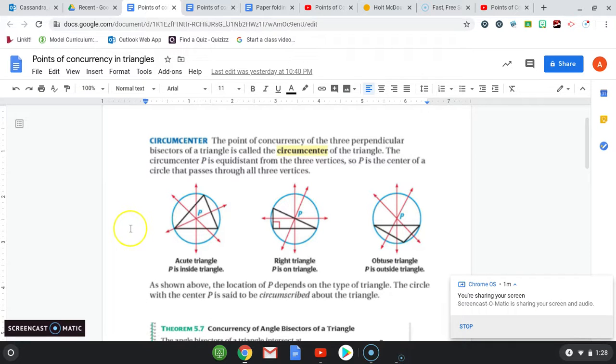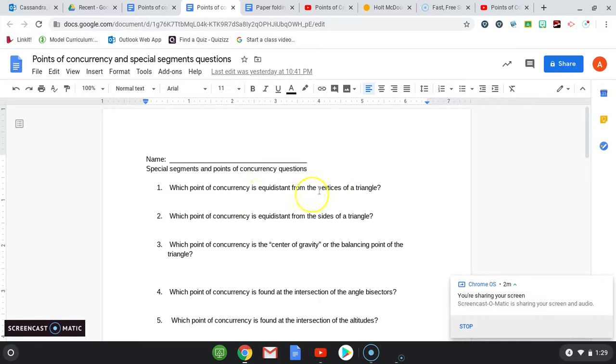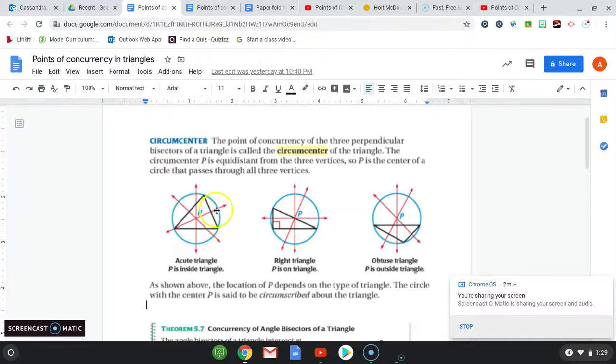So you'll see here that I have three triangles, and this is from your online textbook. All of the perpendicular bisectors are drawn. Now, if the triangle is acute, it tells you that the circumcenter is inside of the triangle. If the triangle is a right triangle, then the circumcenter is on the triangle. And if the triangle is obtuse, then the circumcenter is actually outside of the triangle. And these three pictures are important because when we do this worksheet and it asks you questions about the points of concurrency, what I just went over are some of the questions that are on there. So watch this video again if you need help with those answers.